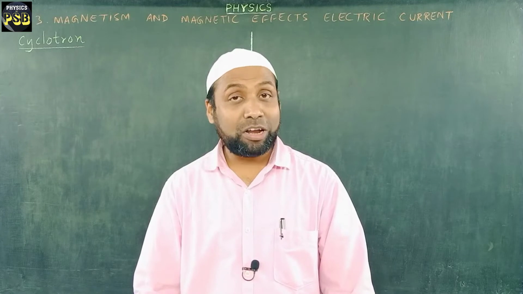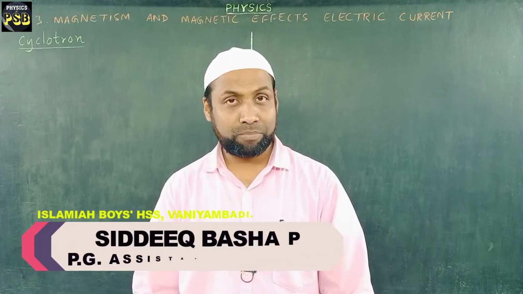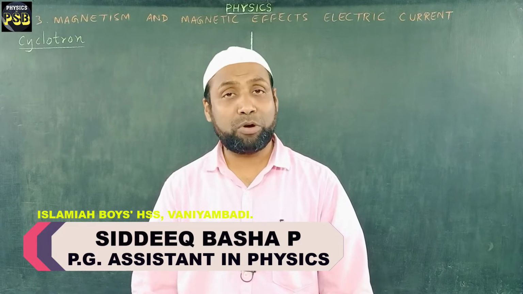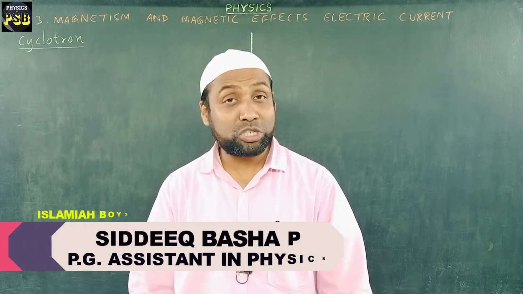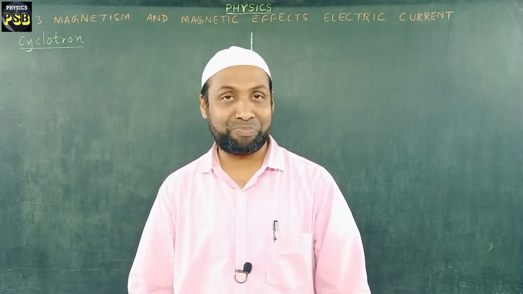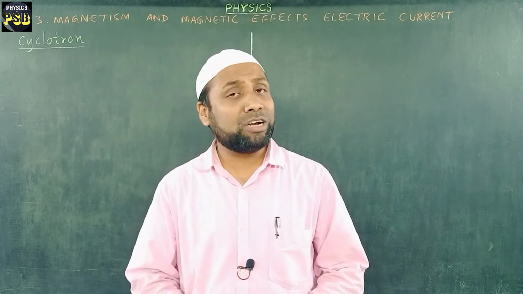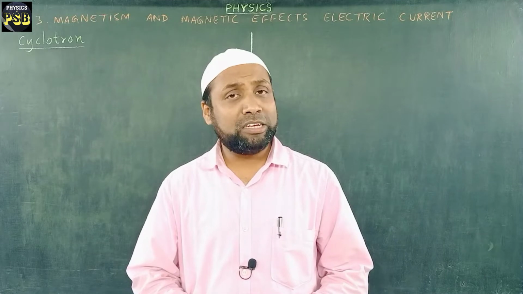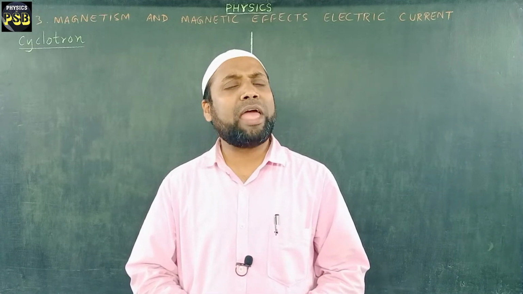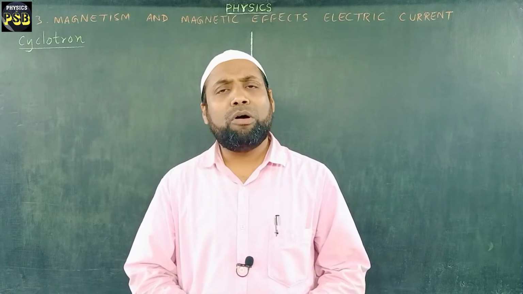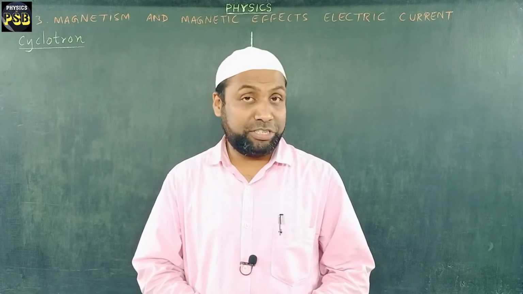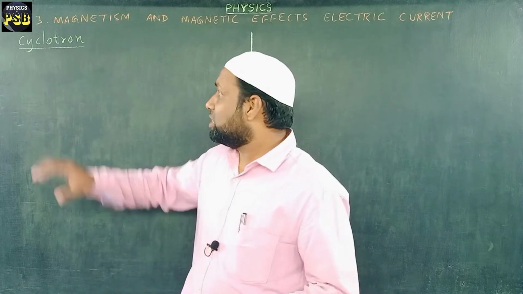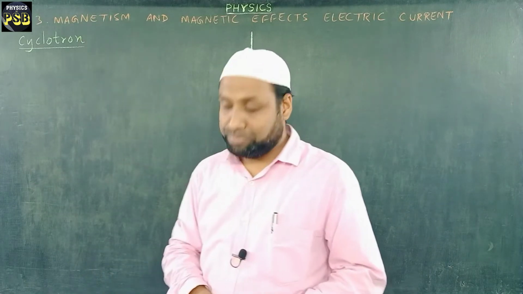We have learned about the anti-gravity generator, which produces large electric potential used for the acceleration of charged particles. In this video, we are going to learn about a device that accelerates charged particles to gain high kinetic energy. The name of the device is nothing but cyclotron.